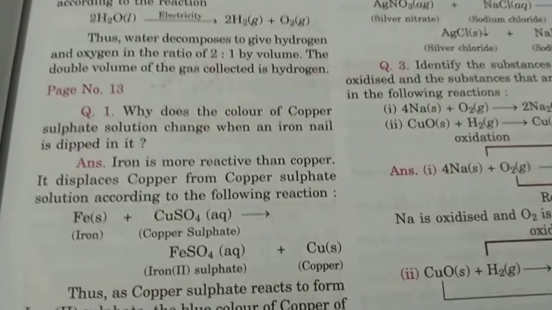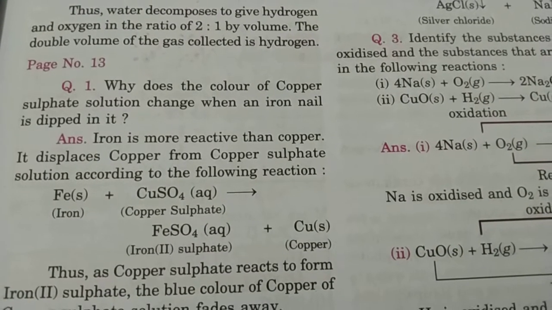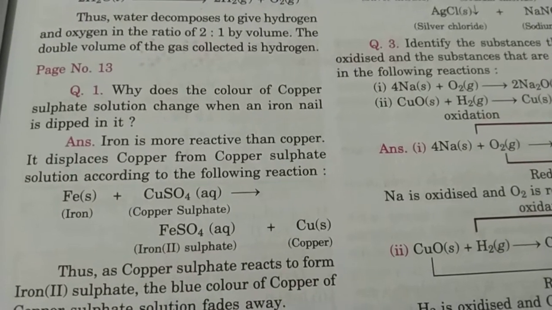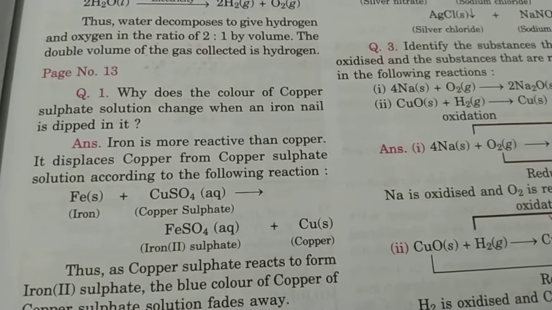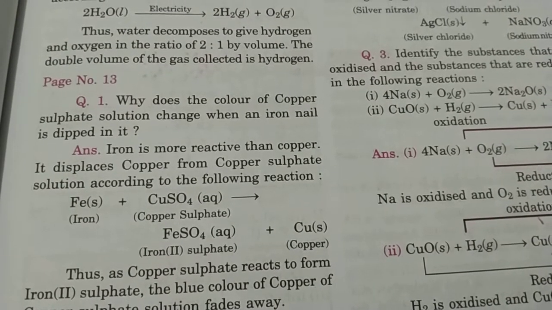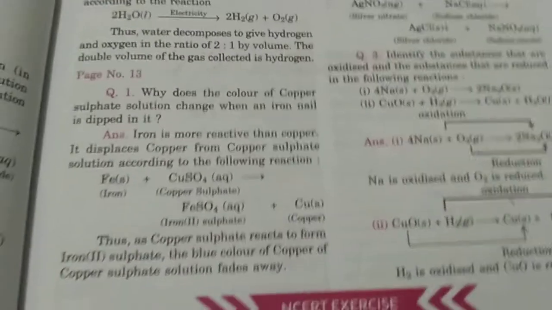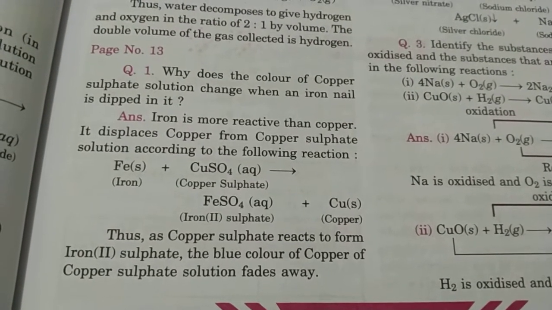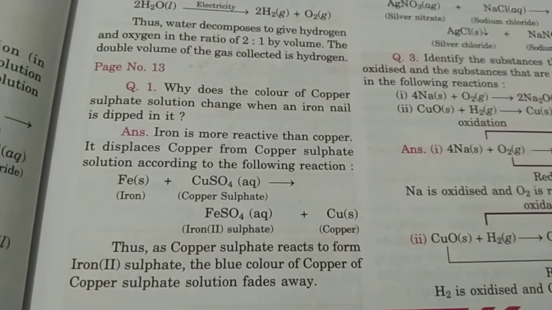Page number 13. Why does the color of the copper sulfate solution change when an iron nail is dipped in it? Iron is more reactive than copper. It displaces the copper from copper sulfate solution according to the following reaction: Fe (solid iron) plus CuSO4 (aqueous copper sulfate) gives FeSO4 (ferrous sulfate) plus Cu. Thus, as copper sulfate reacts to form ferrous sulfate, the blue color of the copper sulfate solution fades away. This is a displacement reaction.